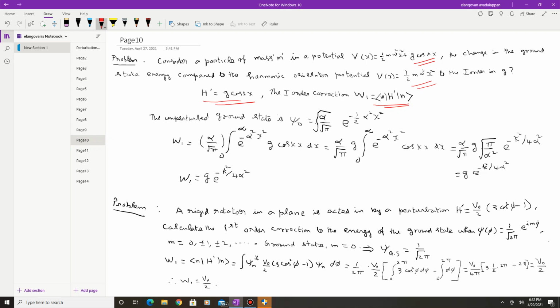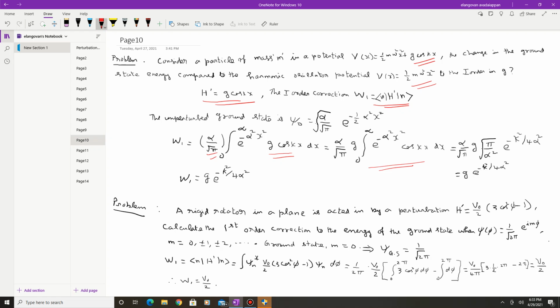With the limits 0 to infinity, then this is the square root of α/√π into the square root of α/√π, and within that, α/√π is a constant that can be taken outside. In the remaining part, e^(−½α²x²) into e^(−½α²x²) is combined to e^(−α²x²). Here in this function g cos kx, g is a constant that can also be taken outside from this integral.